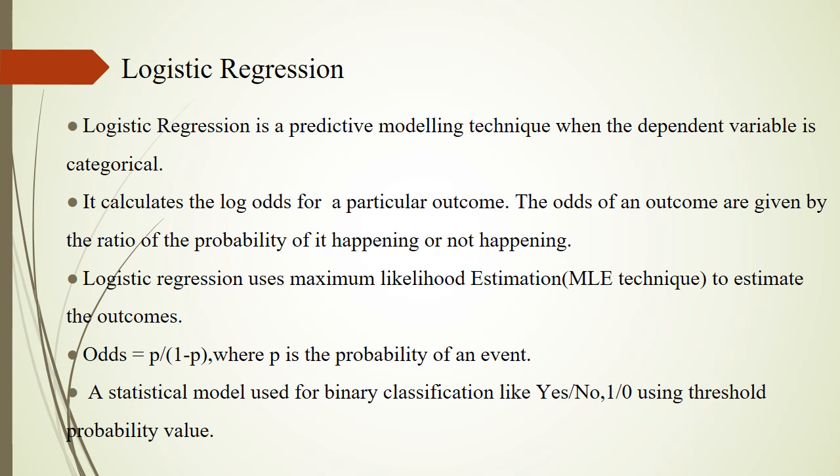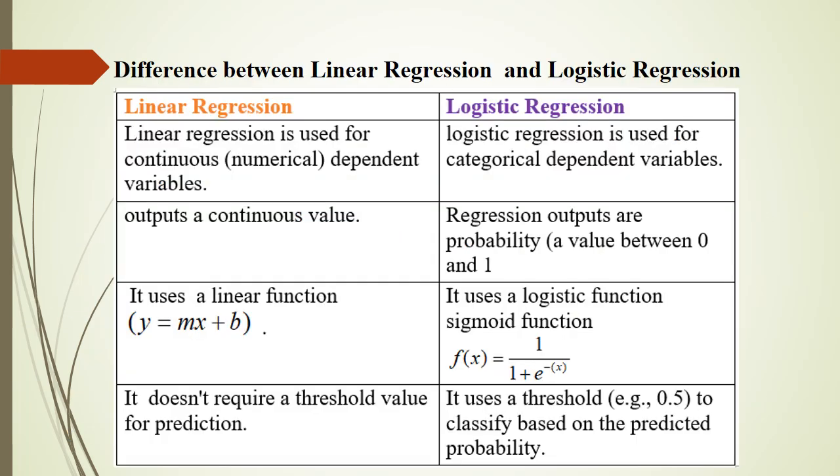Then next is a statistical model used for binary classification, like yes or no, or 1 or 0, where a threshold probability value is determined. Means that with this help we can see what will be at our lower value below it and what will be at our upper value. So based on this we get a discrete kind of result. Next, what is the difference between linear regression and logistic regression?